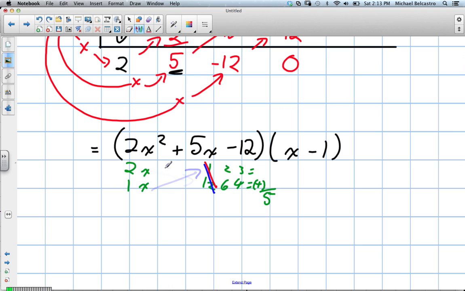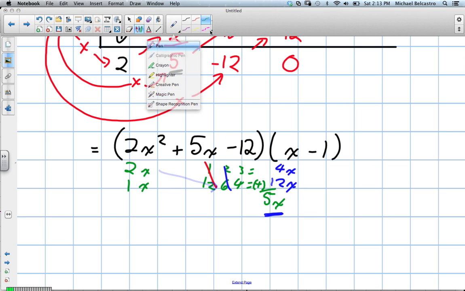Another way you could do it is we try again: 2x times 2, 1x times 6. That gives me 4x and 6x. None of those add up to, sorry, that should be reading 5x. Okay, so going across didn't work. So now I switch it. That would give me 12 and 4x. No combination of that gives me 5x. So I know this column is a dud.